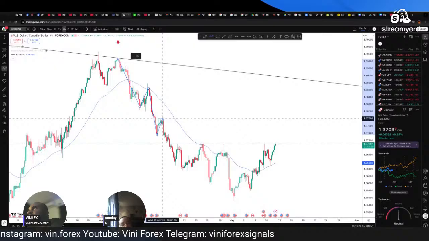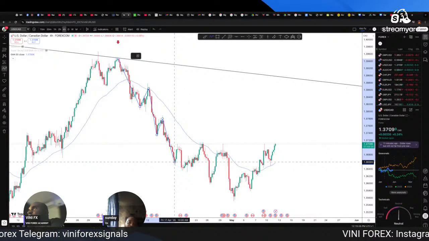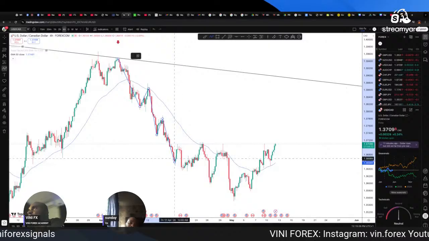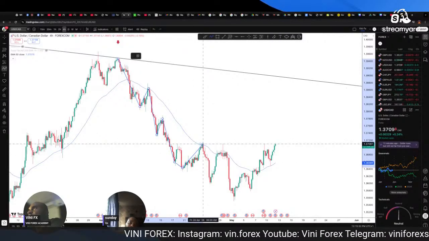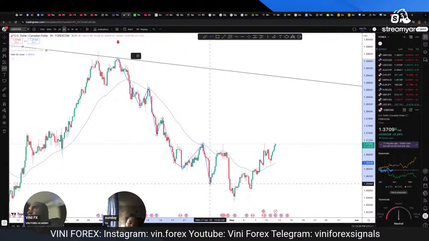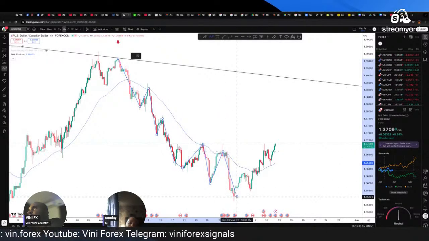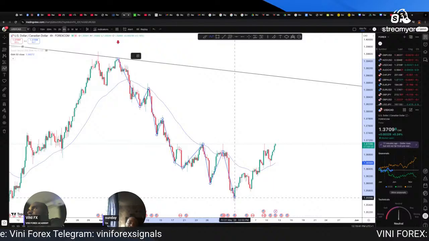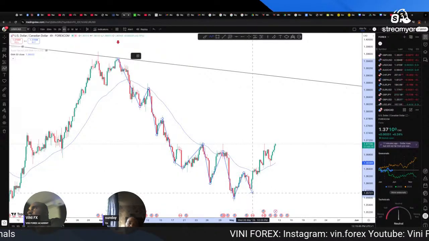And here is a what? A lower high. And here is a lower low. Here is the lower low. And here is a lower high. And here is a lower low. Here is a lower high. And here is a lower low. And here is a lower high. And now something is happening here.